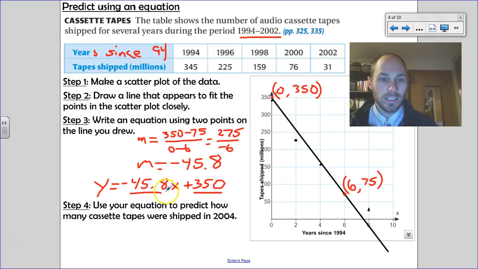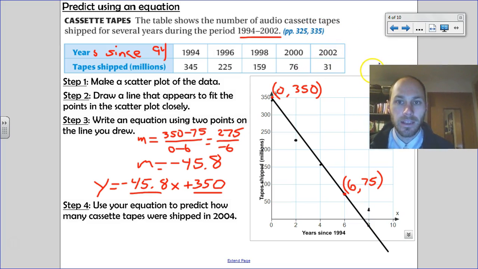Now, step 4 says, let's use our equation to predict how many cassette tapes were shipped in 2004. 2004 would be 10 years since 1994. So if we look on our graph, according to our line of best fit, it's going to be in the negatives. Exactly where, not sure because our scale disappeared.